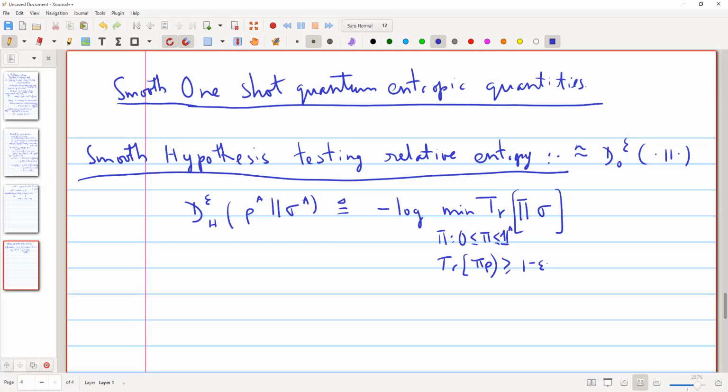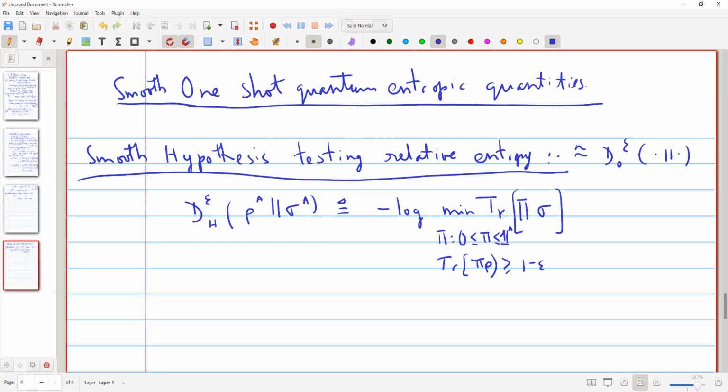So let's understand what this definition is and why it is the exact quantum analog of this. There's a negative log, but let's not bother about it. What is the quantity that we are optimizing? We're minimizing this quantity, trace of pi sigma. What is pi? Pi is a positive semi-definite matrix. That's what the notation means here.